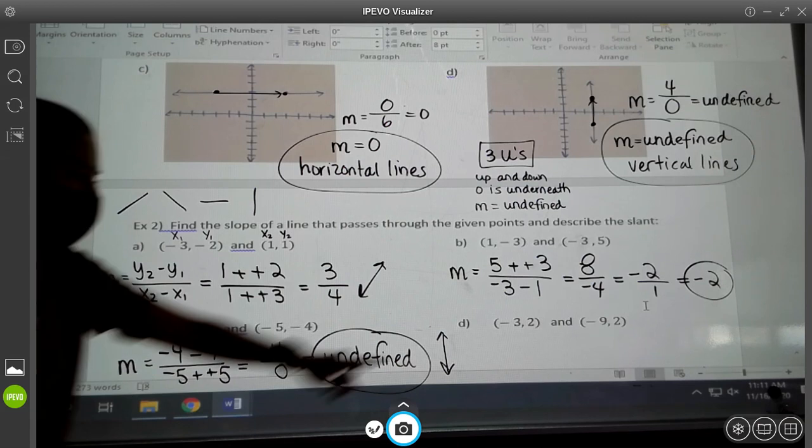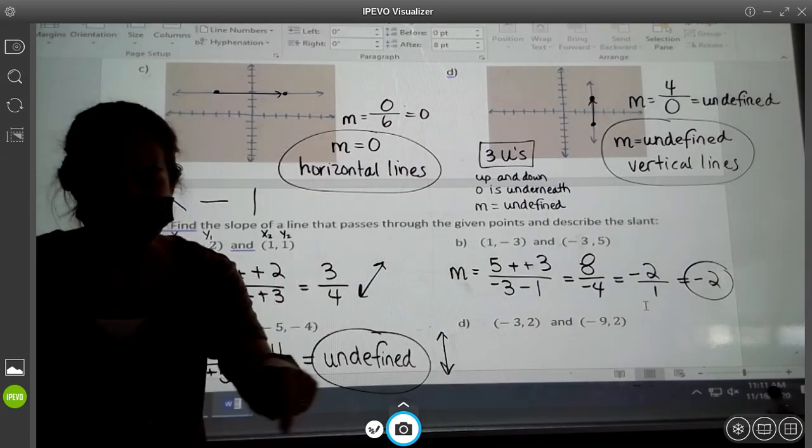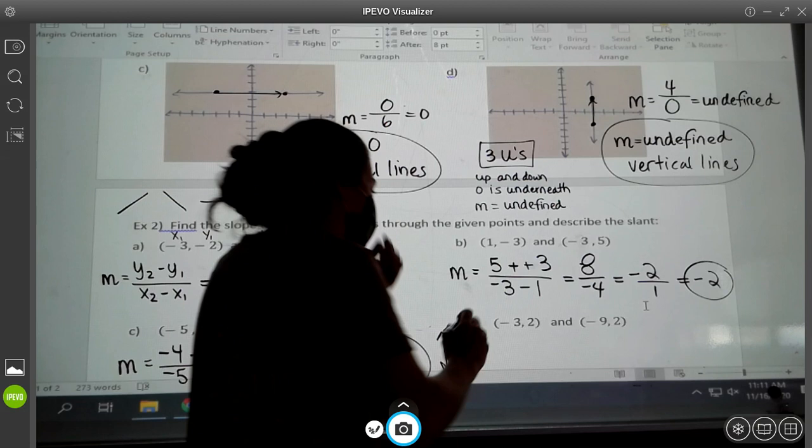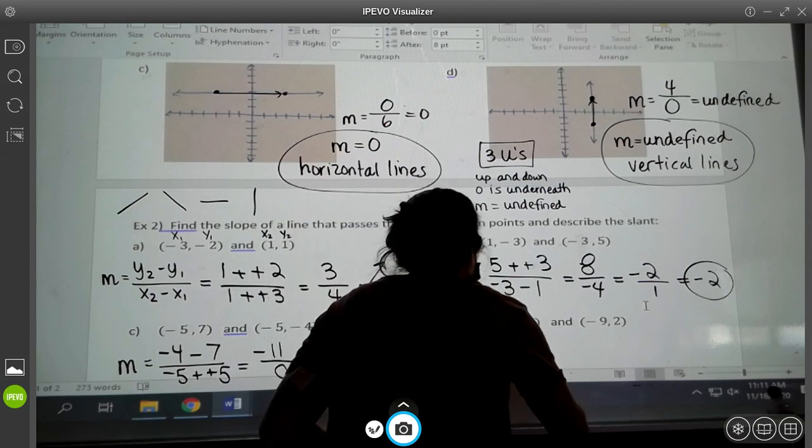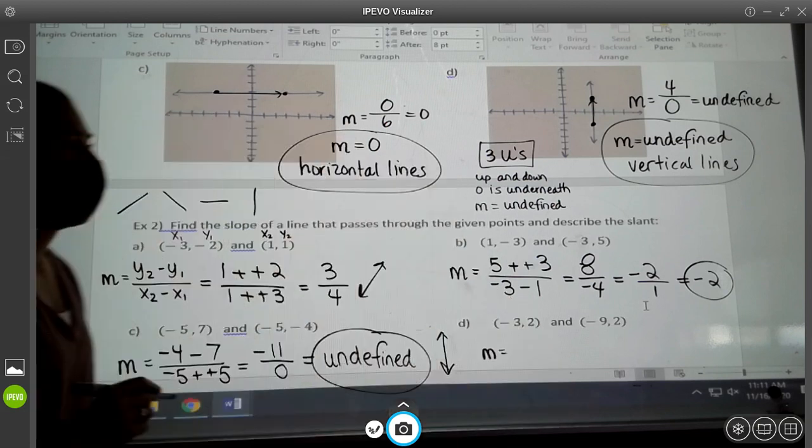All right. Last one over here. You guys do it there. I'll do it here. Let's meet at the end. Let's see what our final answer is. Change in y over change in x.